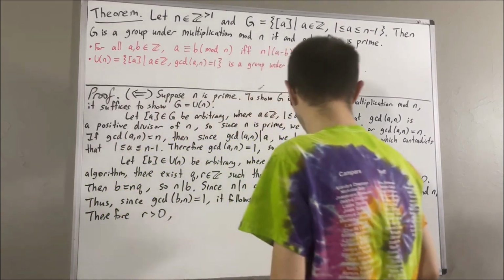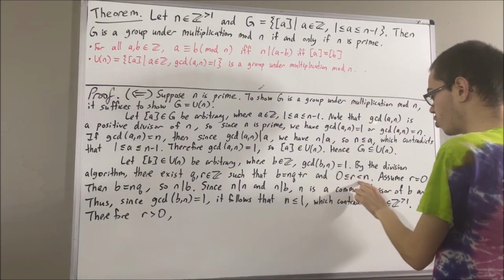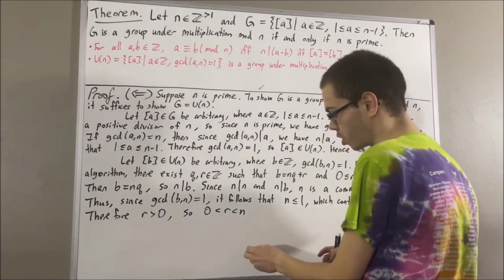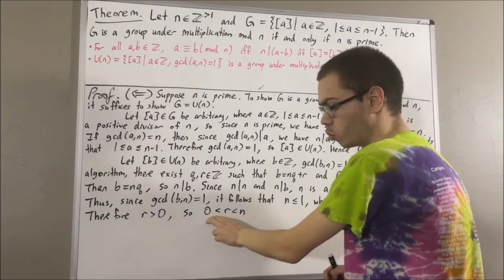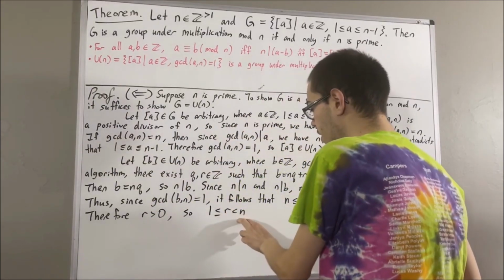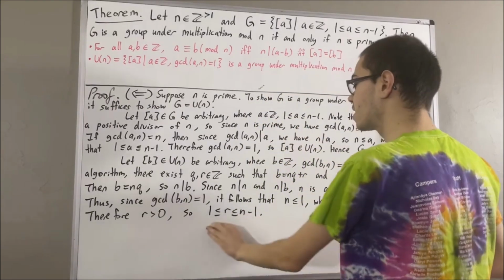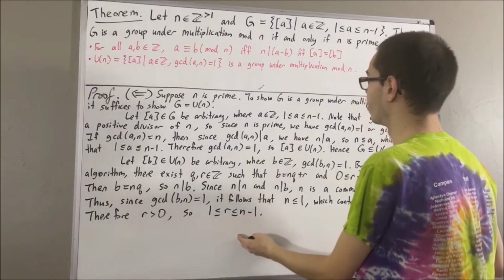So then, this tells us we must have r is strictly greater than 0 and r is strictly less than n. And actually, since we're working with integers, to say that r is greater than 0 is equivalent to saying r is greater than or equal to 1. And since r is less than n, that implies r is less than or equal to n minus 1. And this tells us that the equivalence class of r satisfies the requirement to be an element of G.